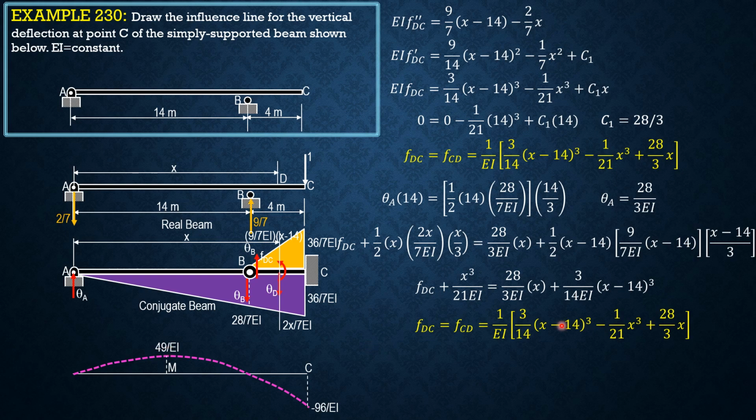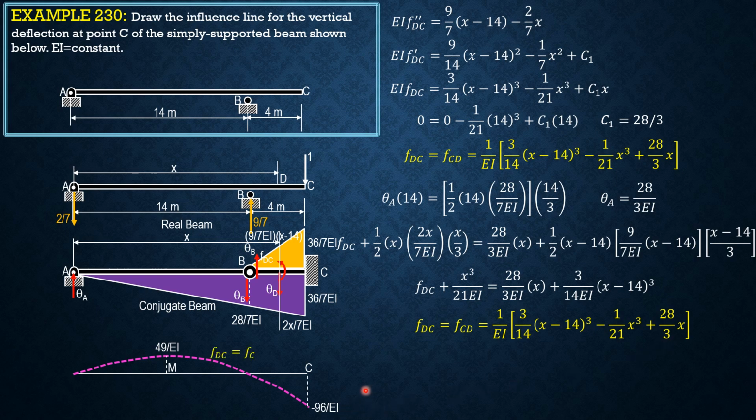So at x equals 7, we don't mind this term because the quantity in the parentheses is negative, just like in the double integration method. That's the rule. So negative 1 over 21 times 7 cubed plus 28 times 7 over 3, we get 49 over EI. When x is 18, 3 over 14 times 4 cubed minus 1 over 21 of 18 cubed plus 28 times 18 over 3, we get negative 96 over EI.